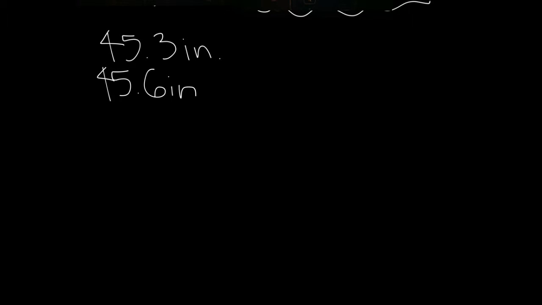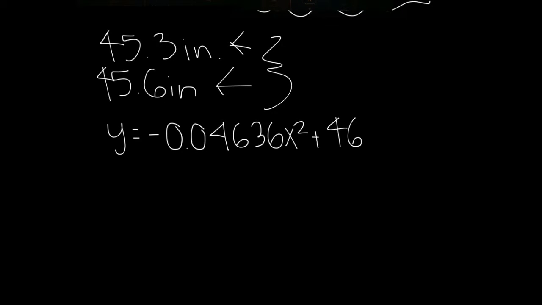I predicted that the cleanest spot of drinking water would be 45.3 inches. However, Allie predicted that the cleanest spot of drinking water would be 45.6 inches. Using our equation, we plugged in those y values to determine the x values at which these y values were located. First, I plugged in my point, which was 45.3 inches. I'm going to plug that point in as the y value.